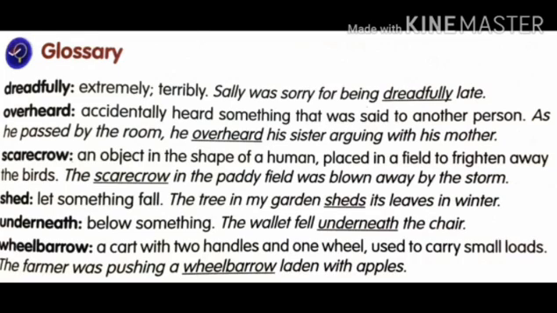Shed, shed means to let something fall. So he shed tears. He allowed the tears to fall from his eyes here. Underneath, below something. This word we got many times, underneath the root, underneath the gate, underneath. So below, it means below something. Wheelbarrow, already we had seen the picture. It is a cart with two handles and only one wheel. Okay, now let us move to the volume.